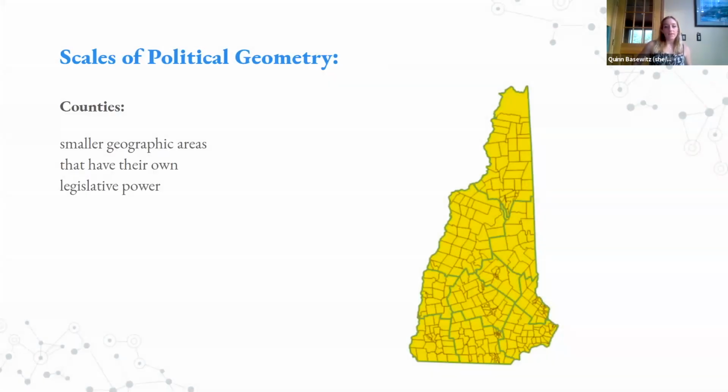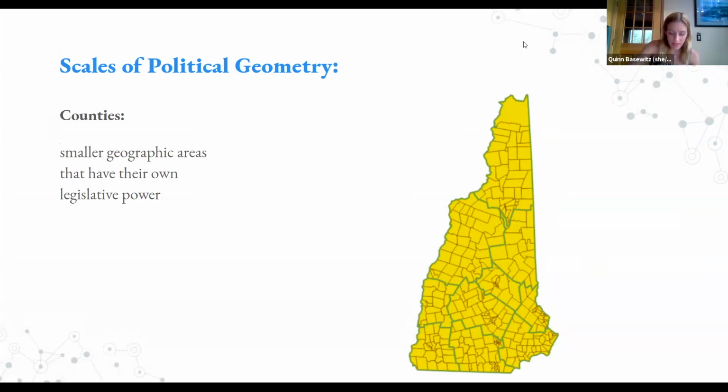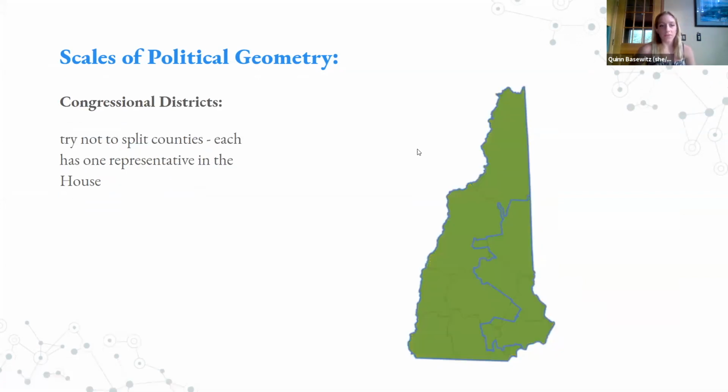Then there's counties, which is a smaller geographic area that has its own legislative power. And some states use this as a guide that they don't want to split counties when they're making their districts. Others just completely ignore it. So again, it really depends on the state. And then the biggest thing that we'll look at other than states are the congressional districts. And then each district has one representative in the House. And these are the things that are being gerrymandered to force different representation.